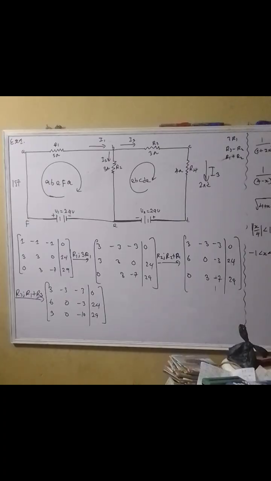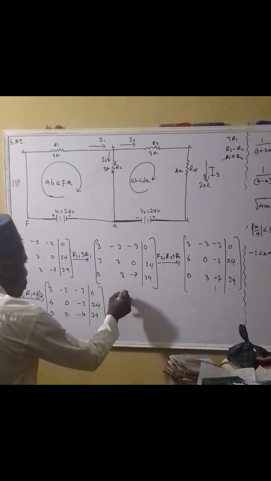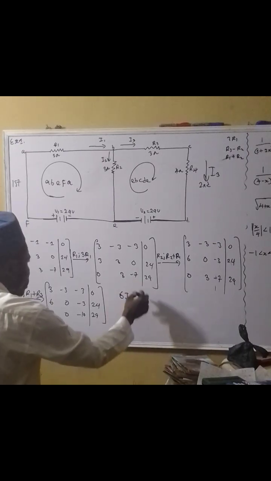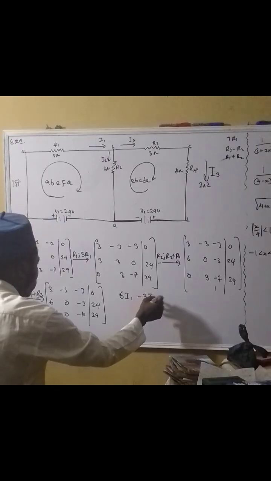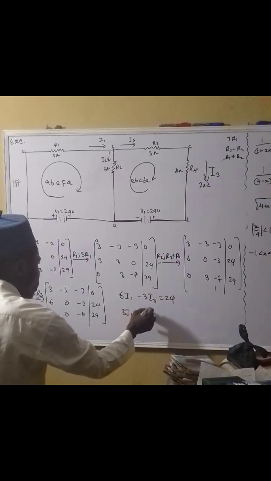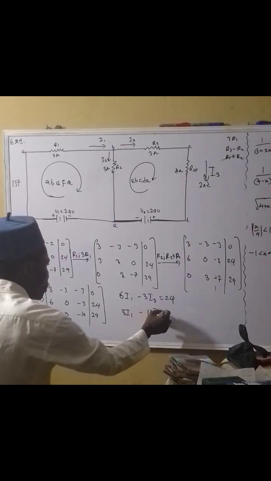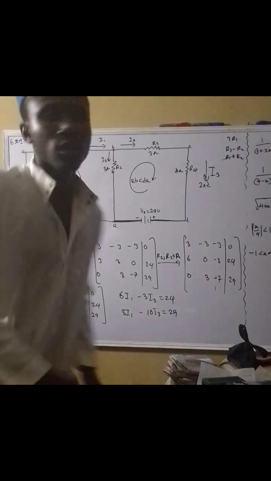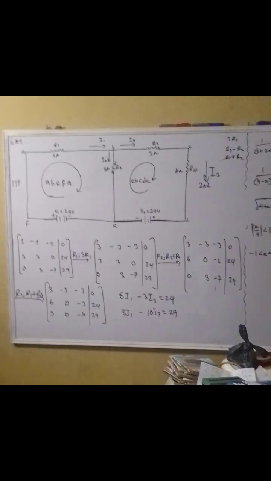So at this point, we can actually utilize the substitution method, because this is now I1, I3, I1, I3. So 6I1 minus, this 0 has become useless, then negative 3I3 equals 24. Then 3I1 minus 10I3 equals 29. So from this point, we can break it down to find our equation. Now you get what I'm saying?